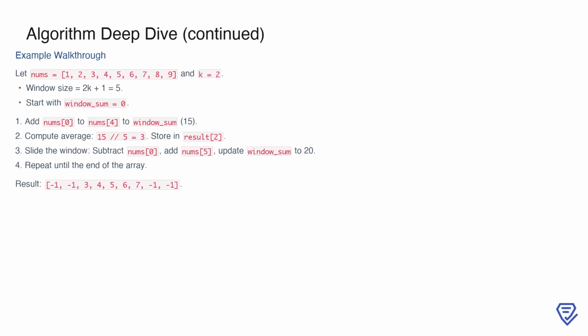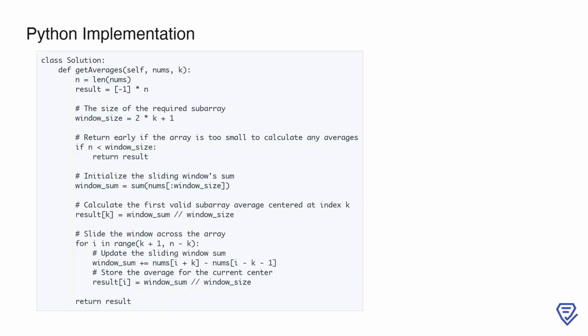Next, we slide the window by subtracting nums[0] and adding nums[5], updating window_sum to 20. The new average, 20 divided by 5, equals 4. We store this in the result array at index 3. This process continues until the end of the array. Indices near the boundaries, where a full window cannot be formed, remain filled with -1. The final result array is -1, -1, 3, 4, 5, 6, 7, -1, -1. This implementation calculates k-radius subarray averages using a sliding window approach, which ensures optimal performance.